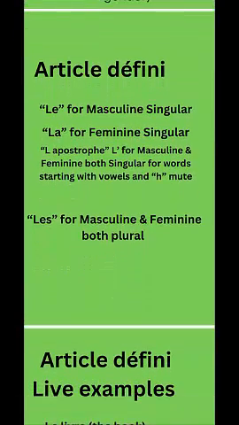Article défini: le for masculine singular, la for feminine singular. L'apostrophe for masculine and feminine, both singular, for words starting with vowels and H mute. Les for masculine and feminine, both plural.